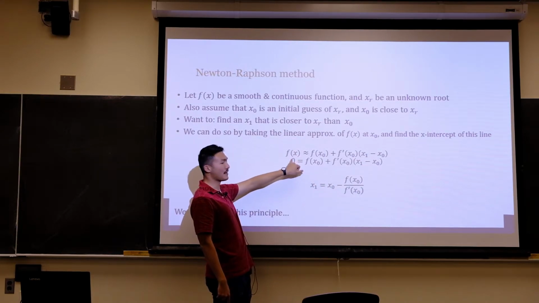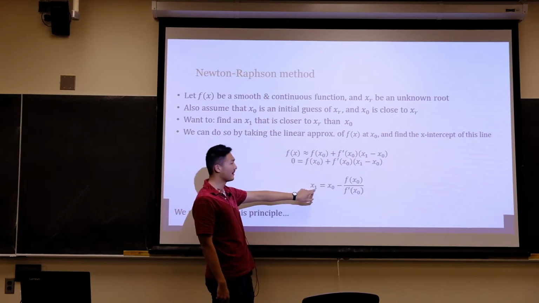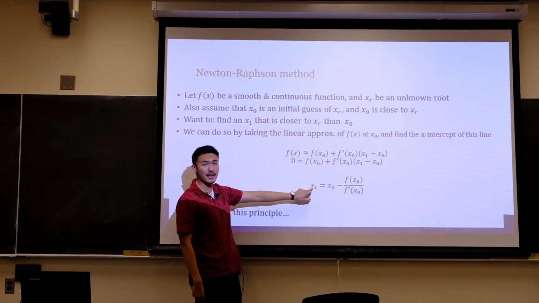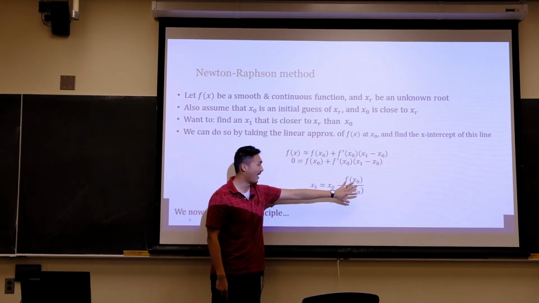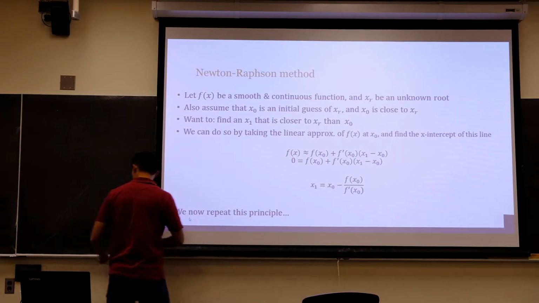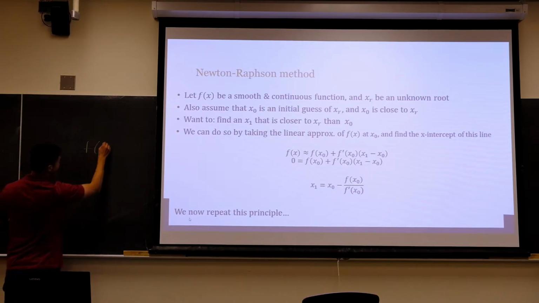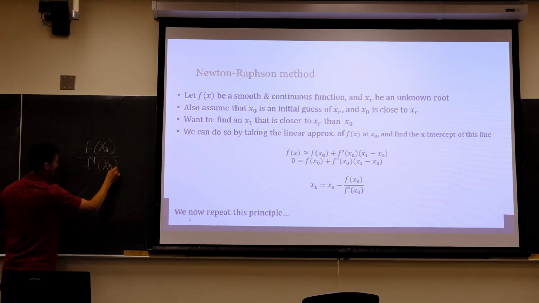Then we set this f of x as 0 because we want to find where this line crosses 0, and then we solve for x1. So essentially we're saying that the next best guess, the next root in this iteration, can be found by taking the initial guess and subtracting off this quotient right here. Let me clarify this to be clear: that's f of x naught divided by f prime at x naught.